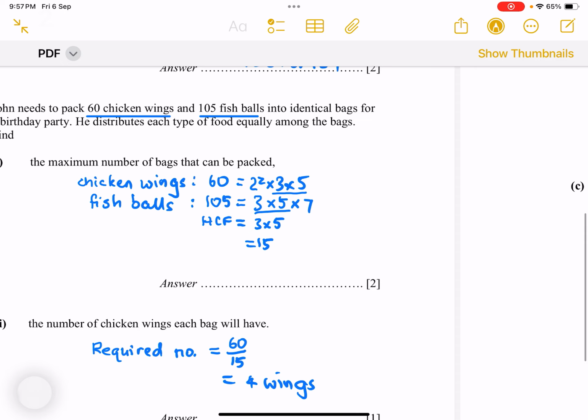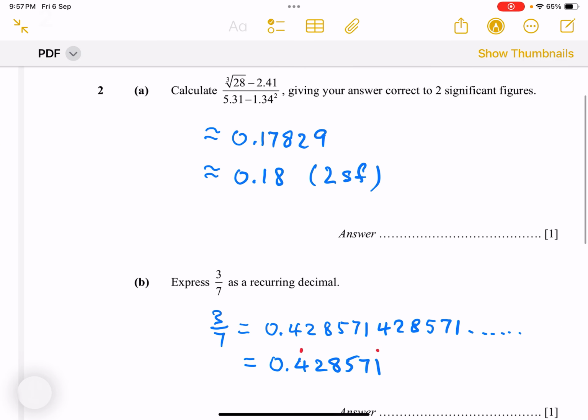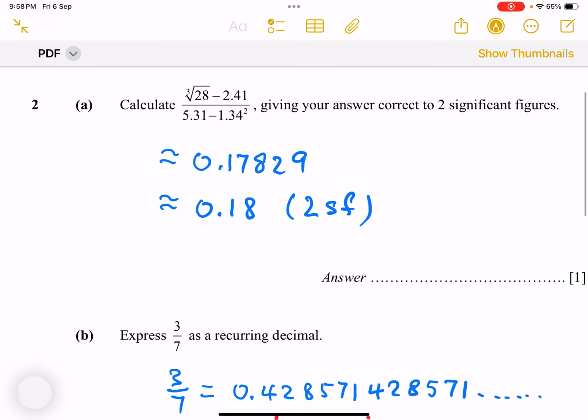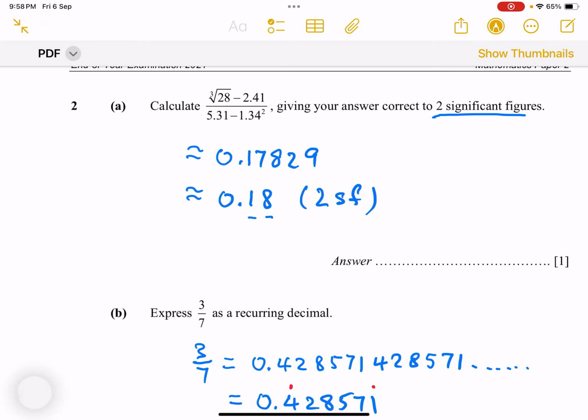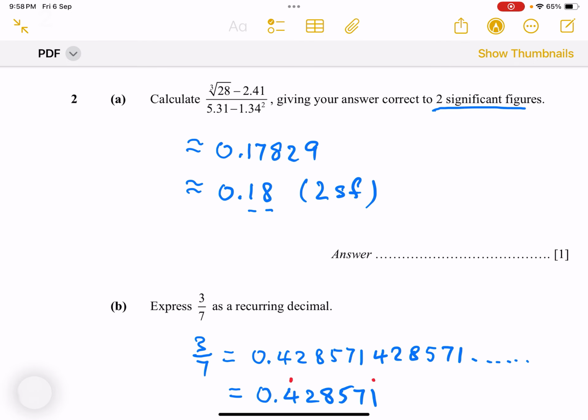Right, next sum. This is a sum where you can use the calculator, work out the value, and key it in exactly into the calculator. We have to correct to two significant figures. The 7.8 is rounded to make 7 and 8.